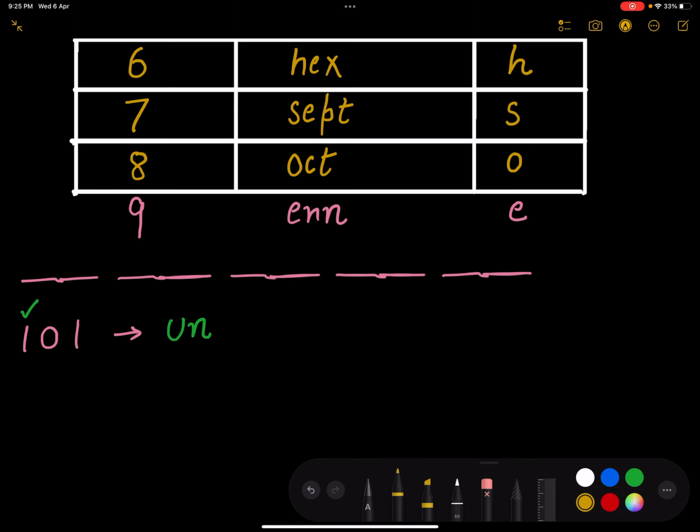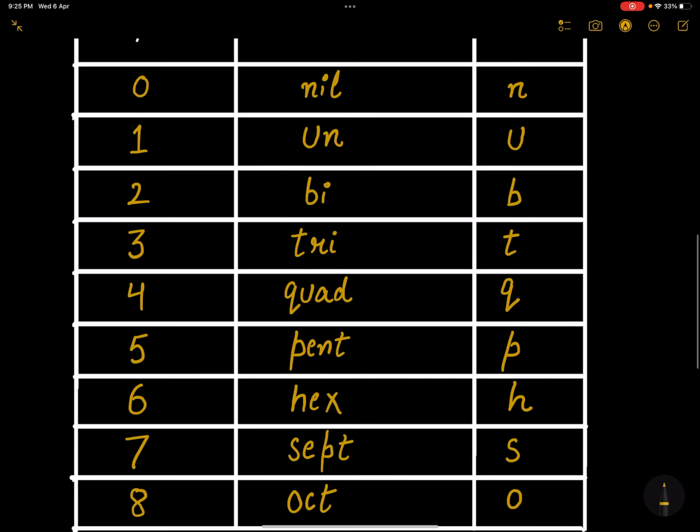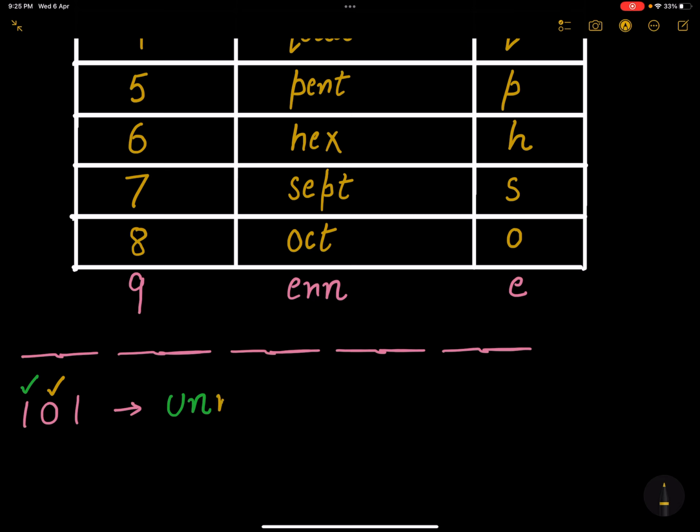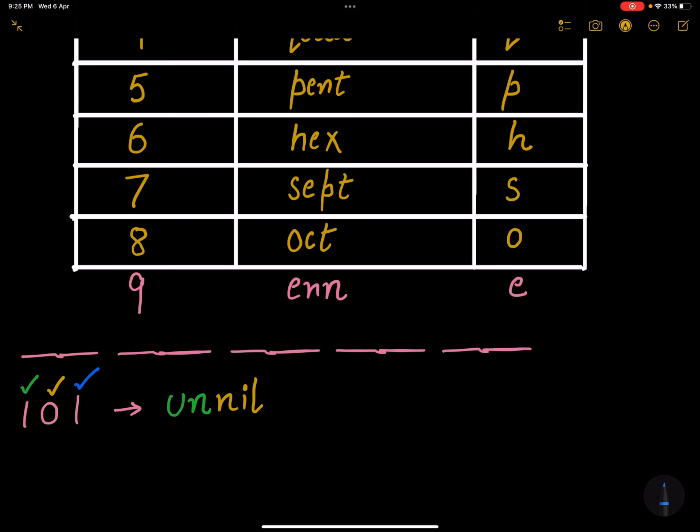Now the second digit is 0. For 0 the numerical root is nil, so it's nil. And then we have again 1. The third digit is 1. So for 1 the numerical root is un, so it's un, nil, un. And after that in the end we have to add a word ium. So the name of element with atomic number 101 will be unnilunium.